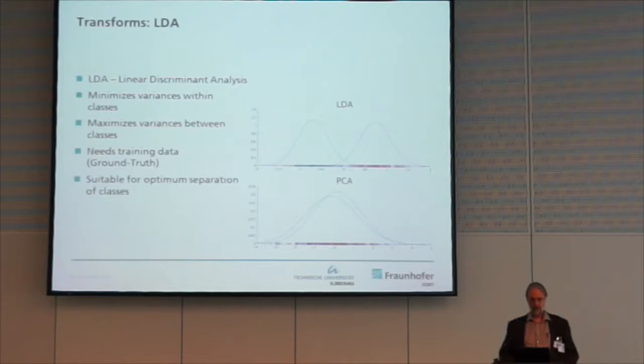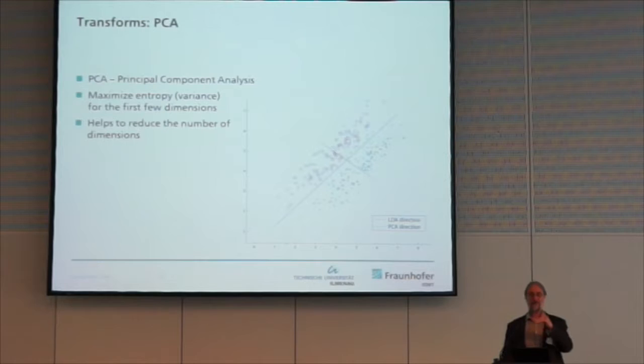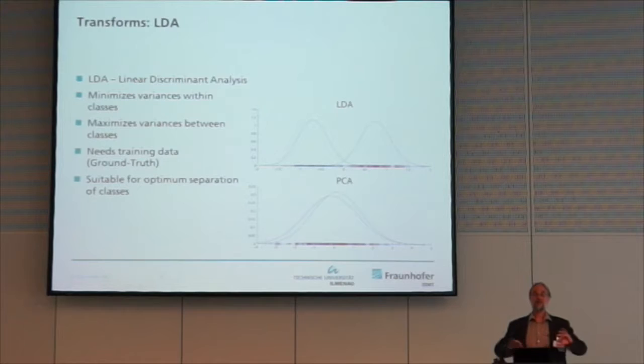So then we have the so-called linear discriminant analysis, which already looks for the other directions. The LDA direction tries to separate different parts of the feature space. So that's not looking at the overall biggest parts of the energy, but tries to minimize the variance within the classes and maximize the variance between classes. That's already something using ground truth, so it's machine learning, without having some knowledge about the classes beforehand, you can't separate them. But it can give you very good separation of classes.